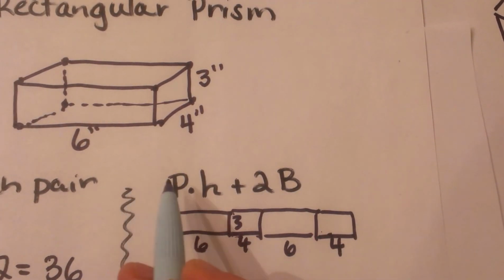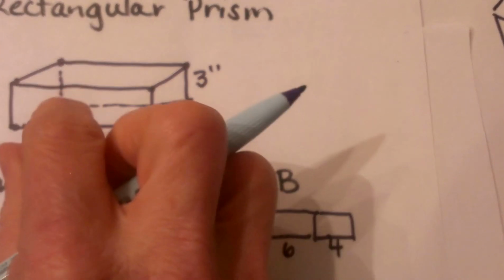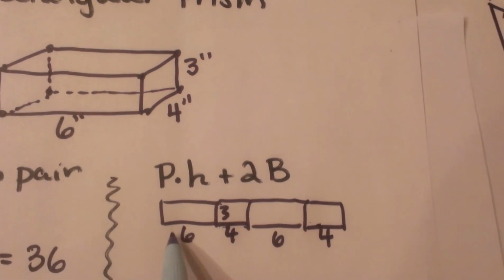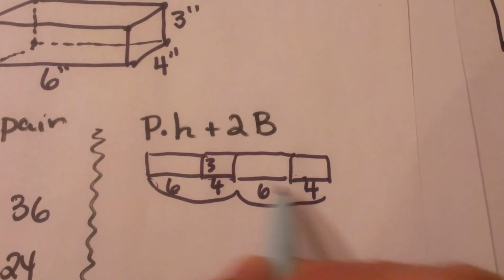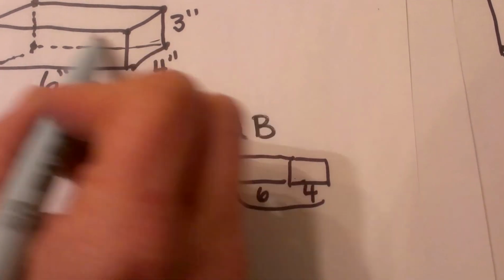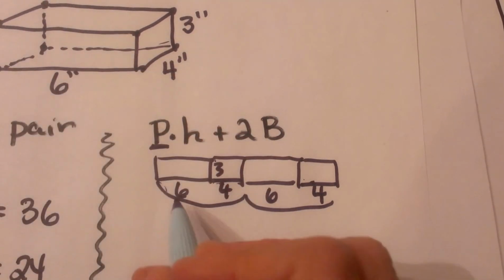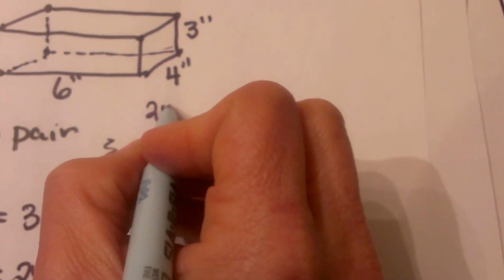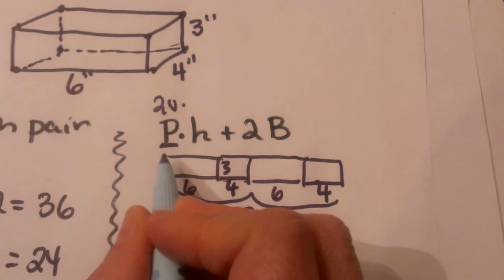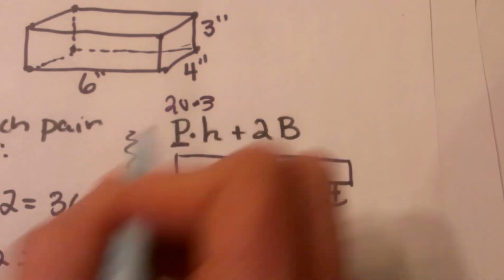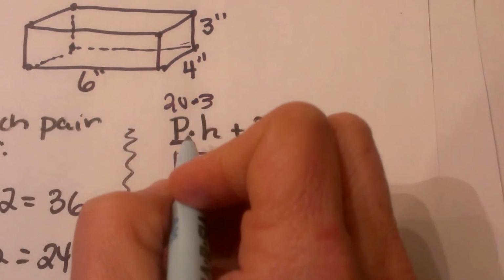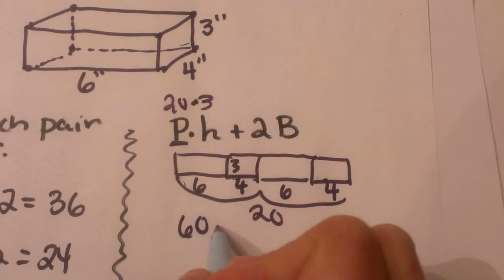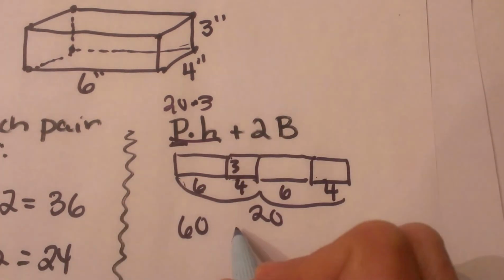Okay, so I've taken the sides and opened it up. So I'm going to add all that up, and that is basically the perimeter of this base, and that's going to add up to 20. So I'm going to take my perimeter, which is 20, times the height. Well, the height of that is 3. So perimeter times height gives me a total of 60.